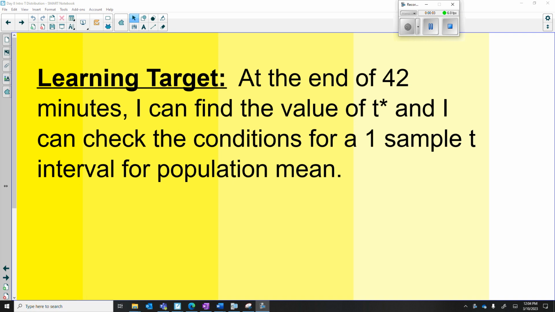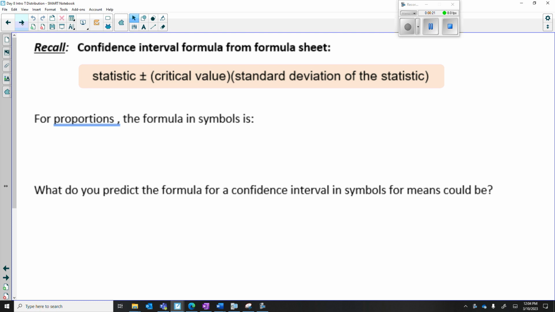This video will begin talking about the next topic within this chapter, which is the one sample t interval for means. So we just did a one sample proportion, a one proportion z interval for proportions, and now we're going to switch over to means.